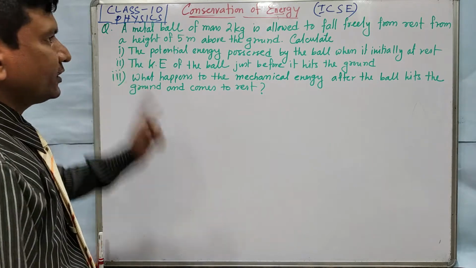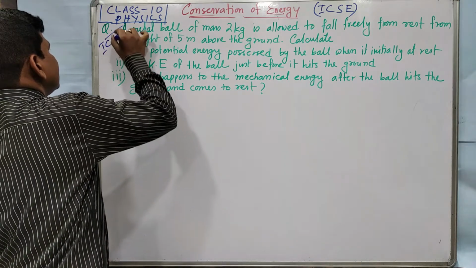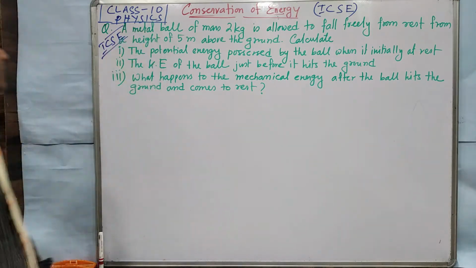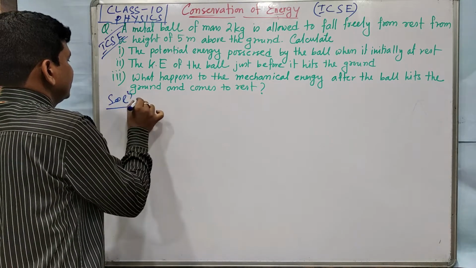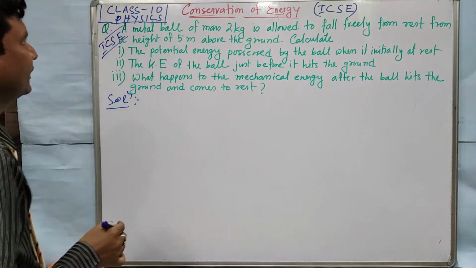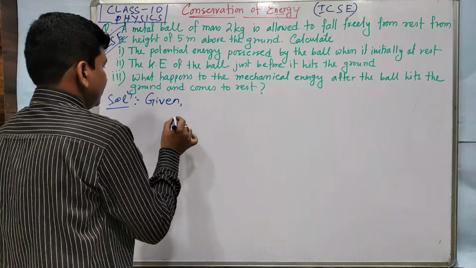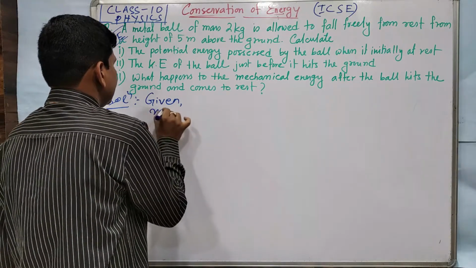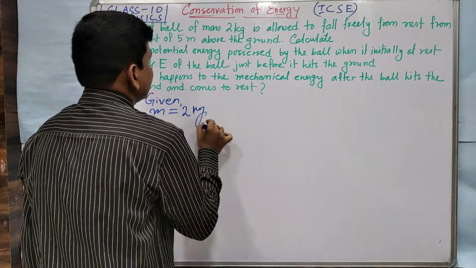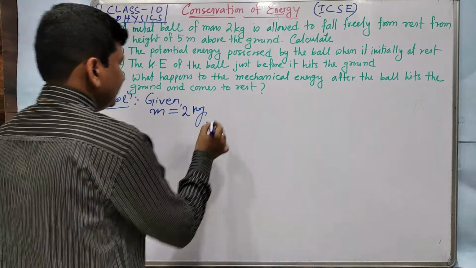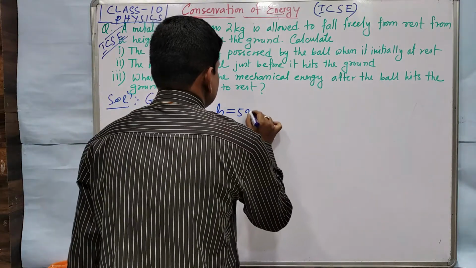See, this is your ICSE question. This is very important for the ICSE. This has come in one of the examinations. So now solve this one. Same way, see now what is given. The mass is given over there. So given, mass m is equal to how much given here? 2 kg. Okay. Then height is given. Height is h. h is equal to 5 meter.